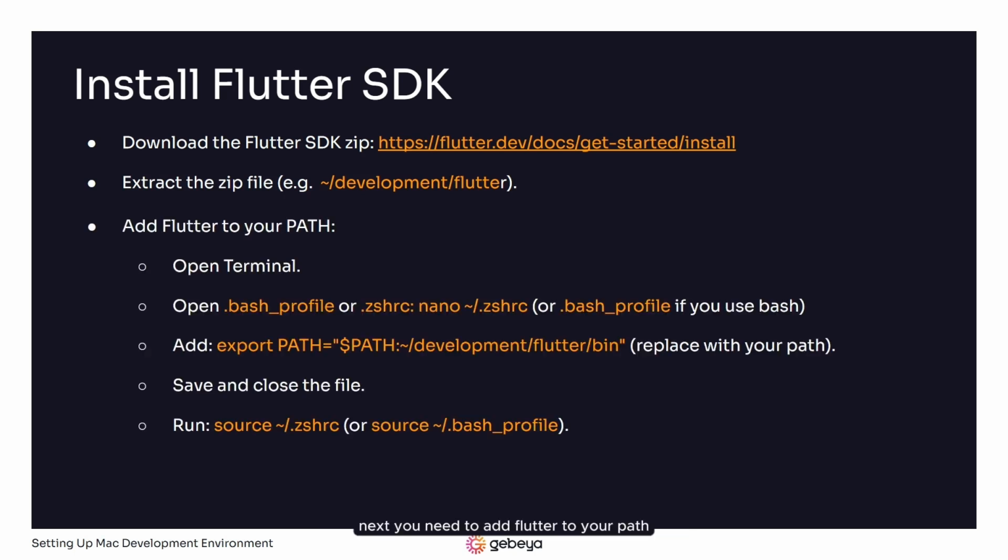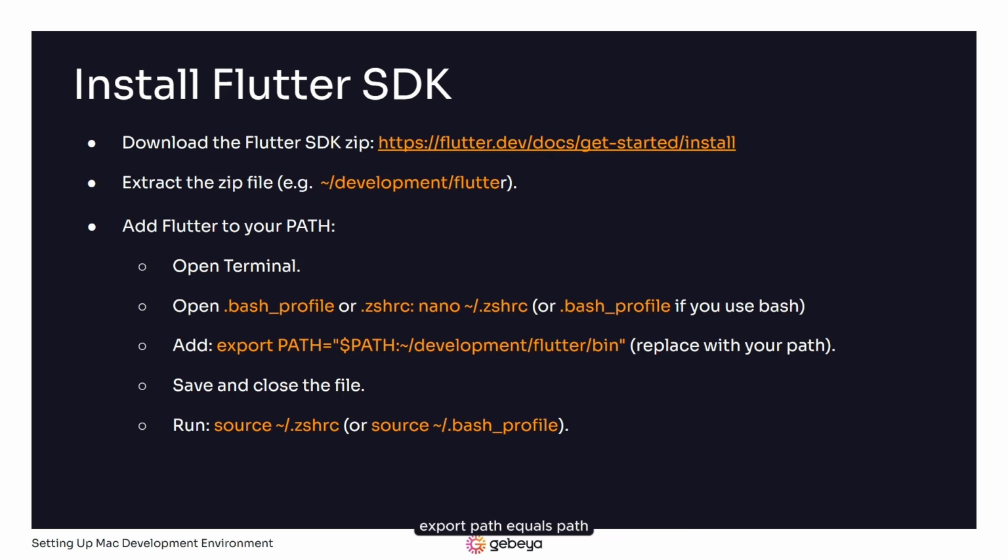Next, you need to add Flutter to your path so that you can access Flutter commands from anywhere in your terminal. Open your terminal, then open your shell configuration file. If you are using Zsh, type nano ~/.zshrc. If you are using Bash, type nano ~/.bash_profile. Inside this file, add the following line.